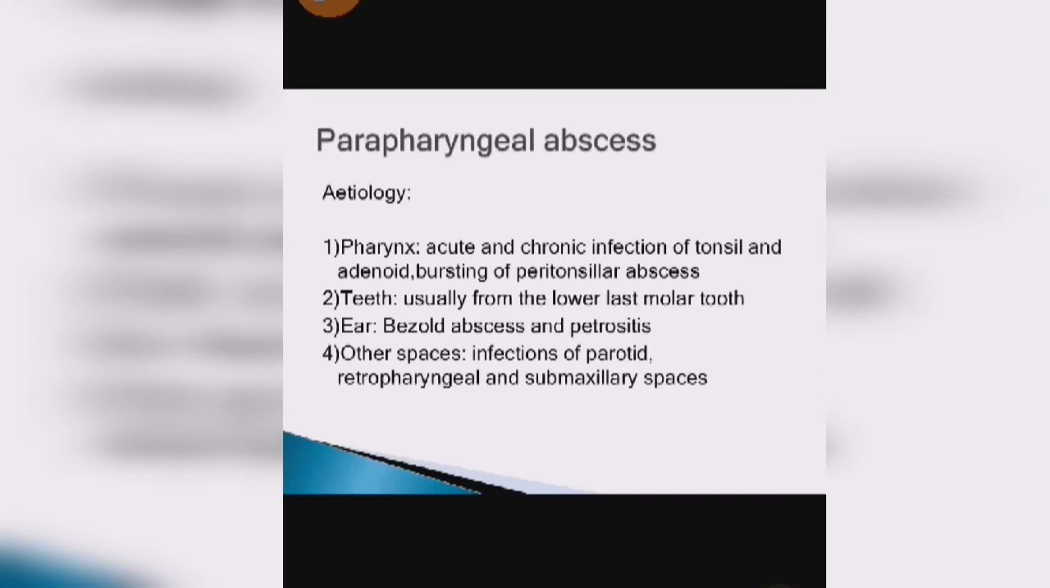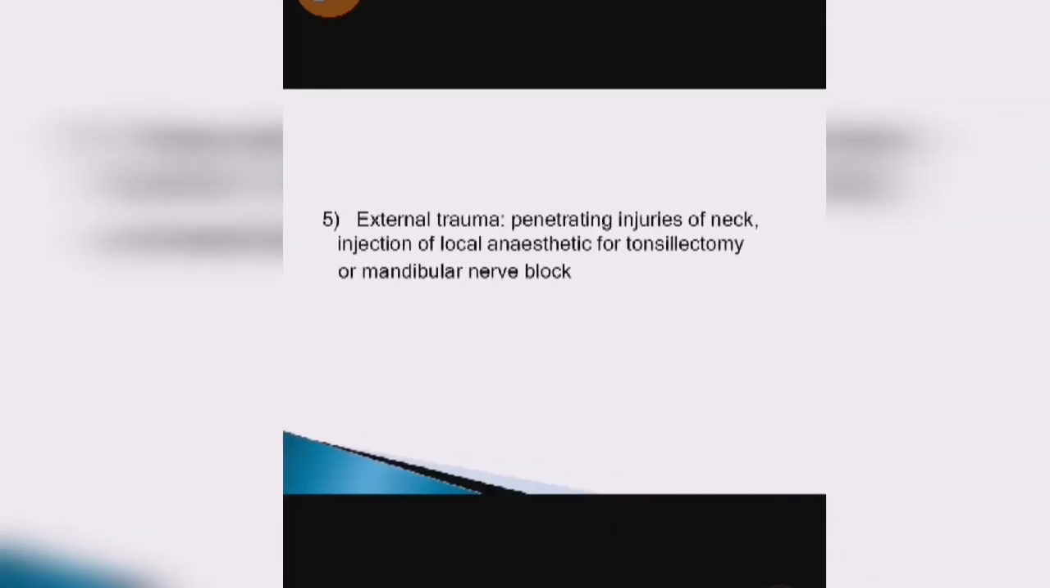Now some study about the parapharyngeal abscess. Its etiology is mainly acute and chronic infection of the tonsils and adenoids, bursting of a peritonsillar abscess, and teeth, usually from the lower last molar tooth. Also from the ear, a basal abscess or petrositis; infections of other spaces like the parotid, retropharyngeal and submaxillary space; and external trauma due to penetrating injuries of the neck, injection of local anesthetic for tonsillectomy or mandibular nerve block.